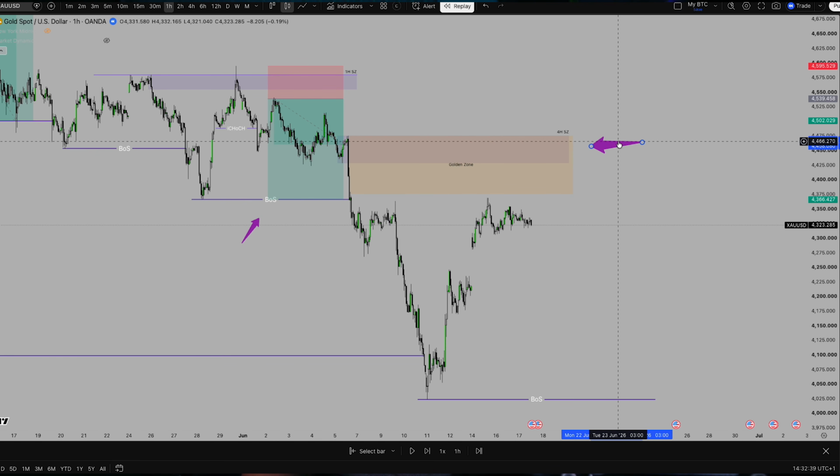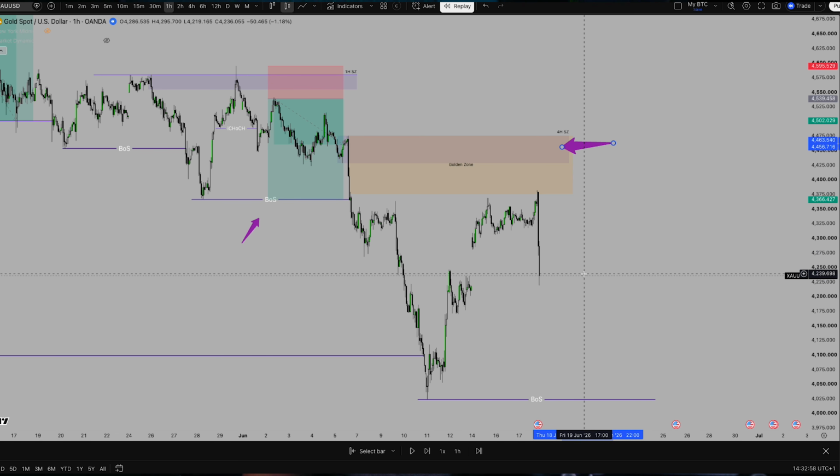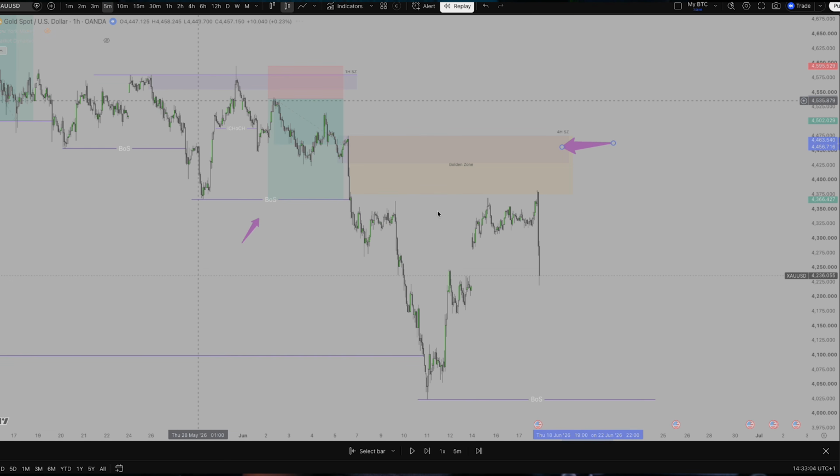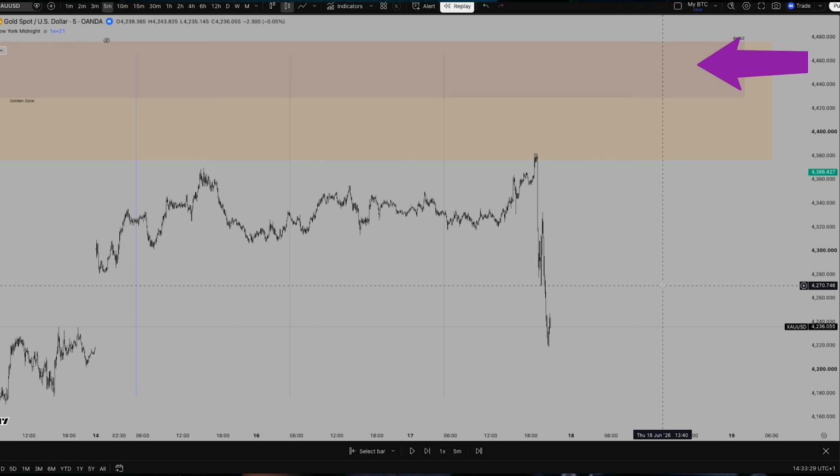Some people only trade with the supply zone, but you will see in this trade that the trade did not get into the supply zone. Only the golden zone was sufficient for this trade to go. So let's play it. Again, once we have a tap in, you simply go to the 5 minutes time frame or even the 15 minutes time frame to take a trade.